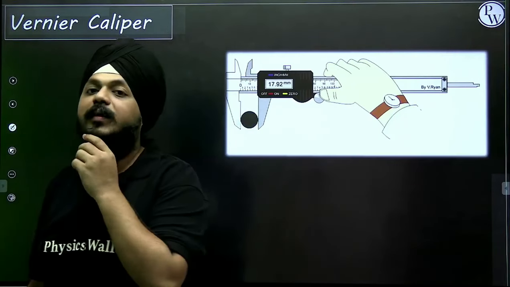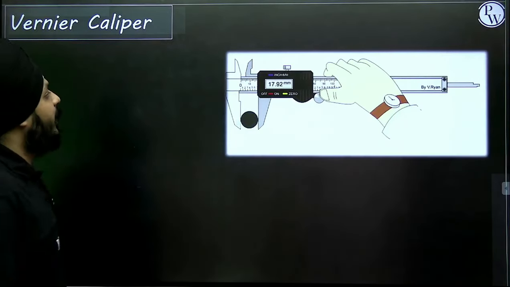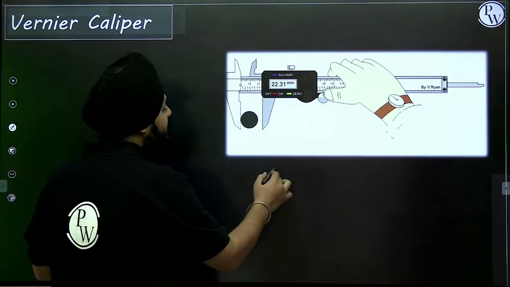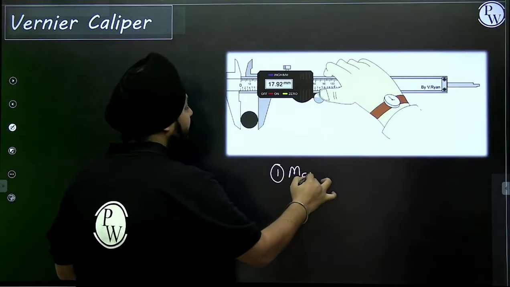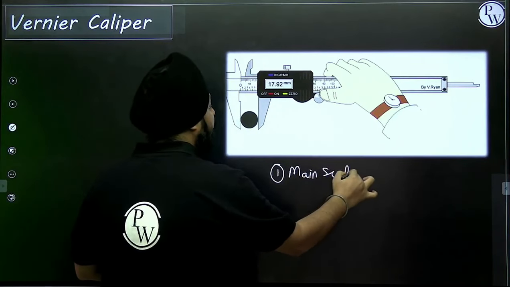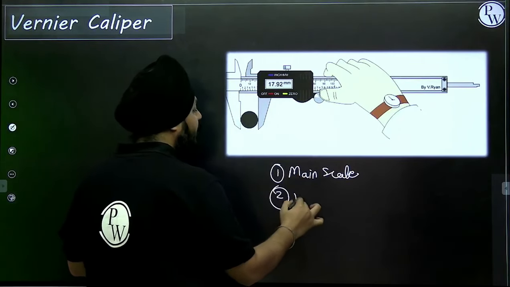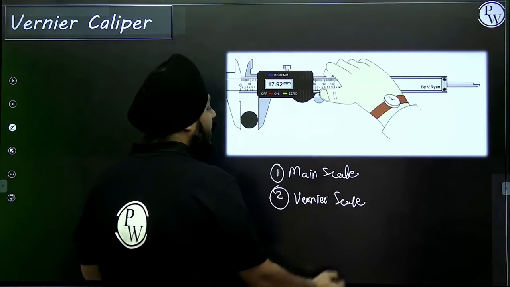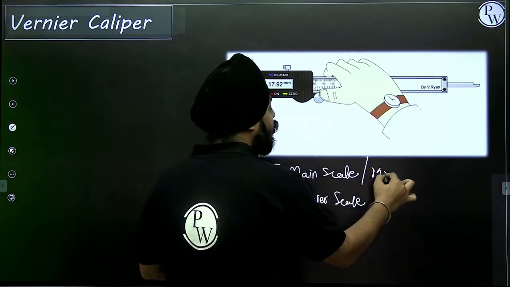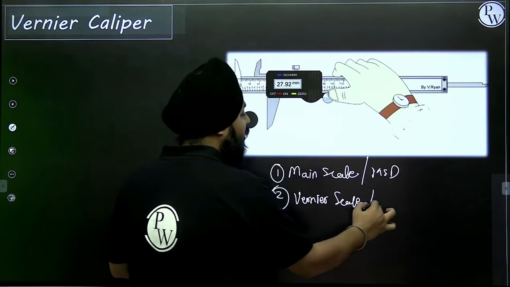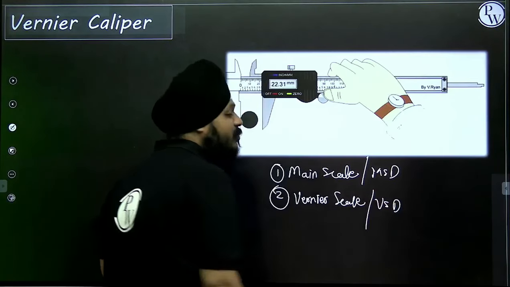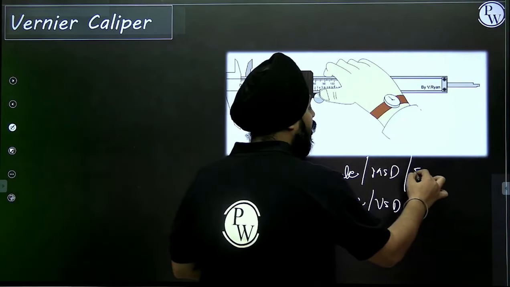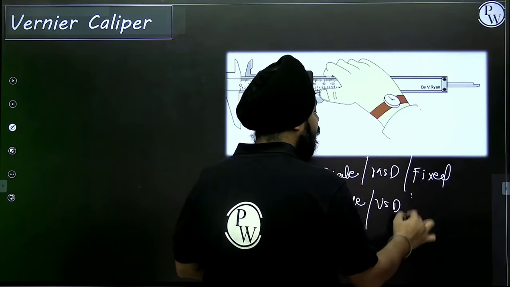See, this is the Vernier Calliper. This kind of instrument basically has two scales. One is the main scale, and the second is the Vernier scale. The divisions on the main scale are known as MSD, main scale divisions. The divisions on the Vernier scale are known as VSD, Vernier scale divisions. This scale is always fixed, and this is a movable scale.